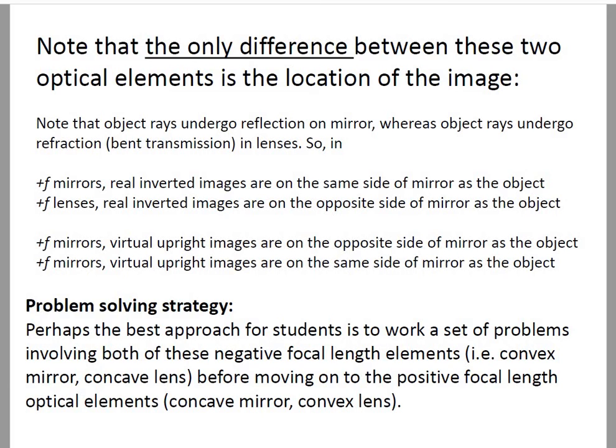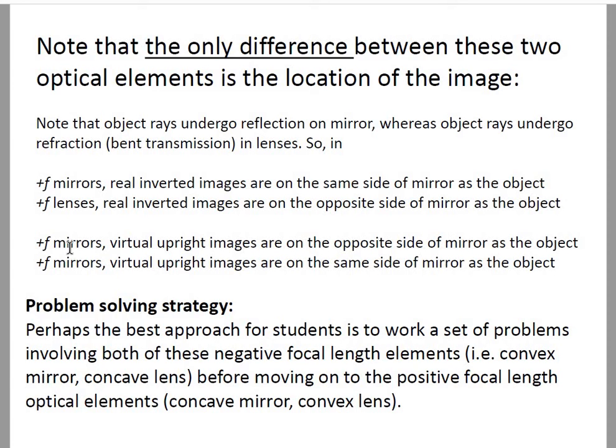Now you can read this slide. Well, let's look at it. The only difference between the two optical elements is the location of the image. Remember, object rays undergo reflection on a mirror, whereas object rays undergo refraction in lenses. So for mirrors, real inverted images are on the same side of the mirror as the object. For lenses, real inverted images are on the opposite side of the lens as the object.